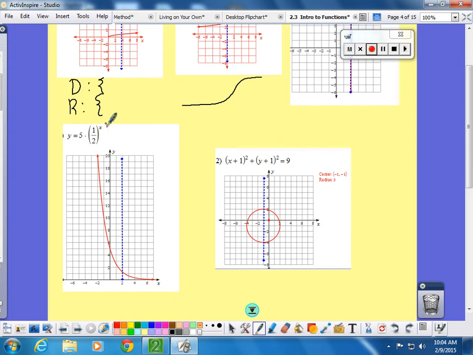What can I plug in for this x to make y 0? What's anything with 0 power? What if I do a negative exponent? What happens? I just flip it. Did it make it 0? No, it's actually going to make it bigger. Instead of 1/2, it's going to be 2. What could I plug in for x to make y 0?